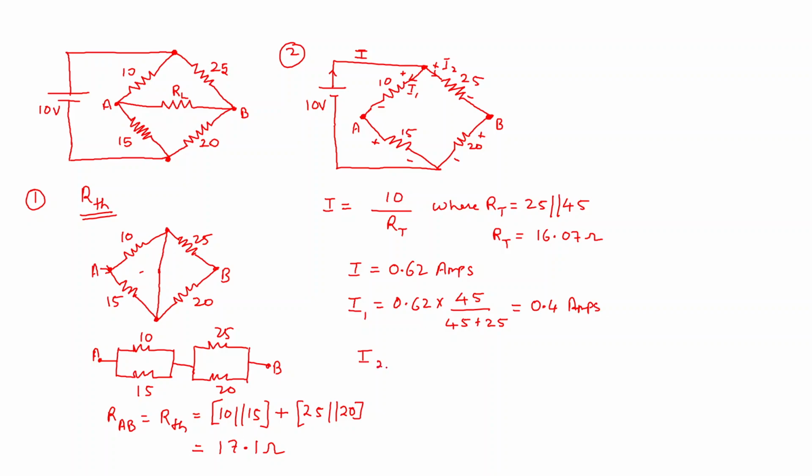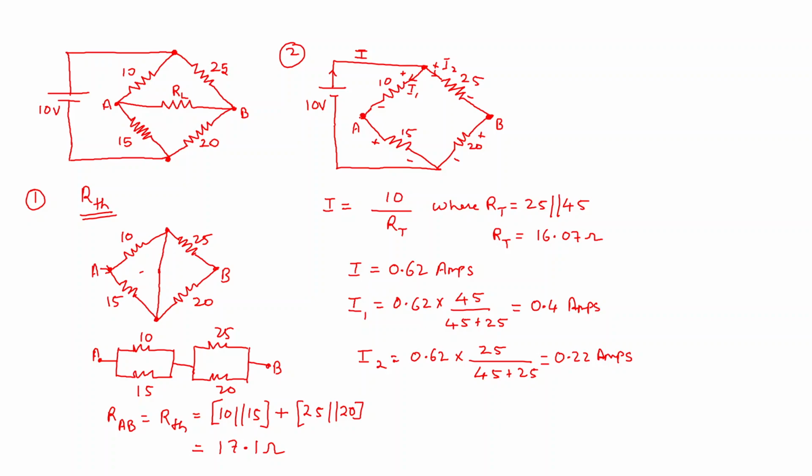Similarly, I2 is nothing but the total current 0.62 into the current in this branch now, that is the 25-20 branch. The opponent branch is the 10 plus 15 branch. So 0.62 into the opponent branch, 25, divided by 45 plus 25, which comes around to 0.22 amps. Students can note that I1 is 0.4 amps and I2 is 0.22. Put together, I1 plus I2 will be equal to 0.62, that is I.